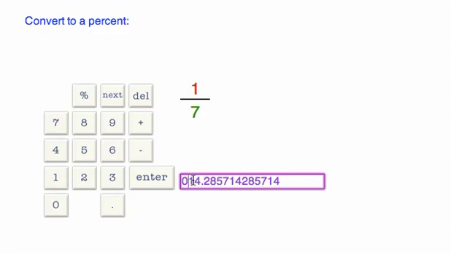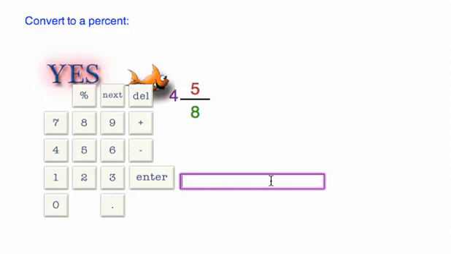14.2857142857, and it repeats. Okay, so I'm just going to round this to 4 or 5 decimal places and put my percent symbol. And that's it.